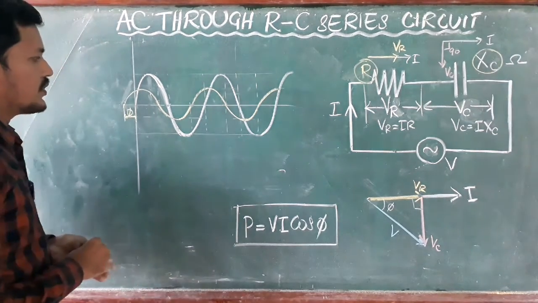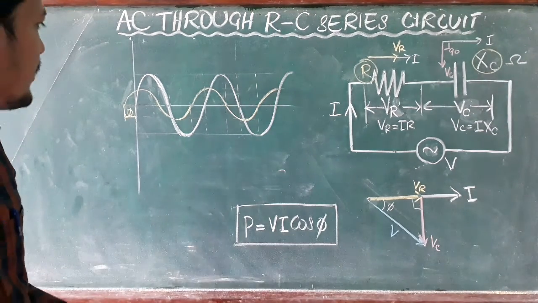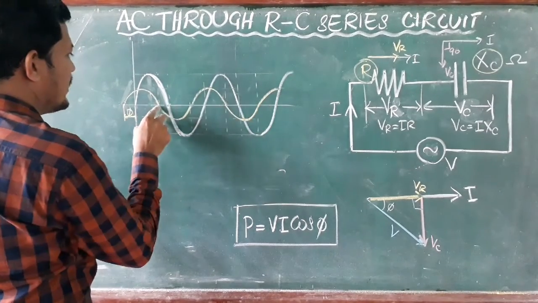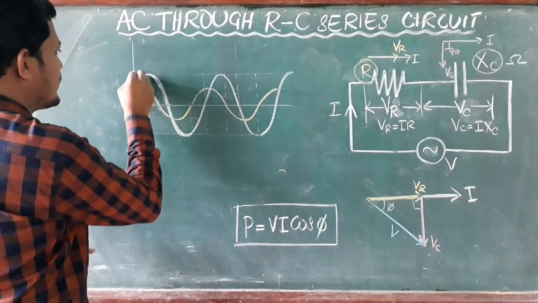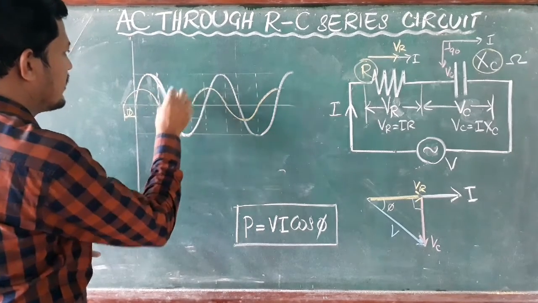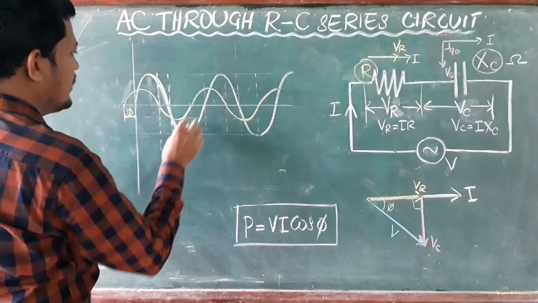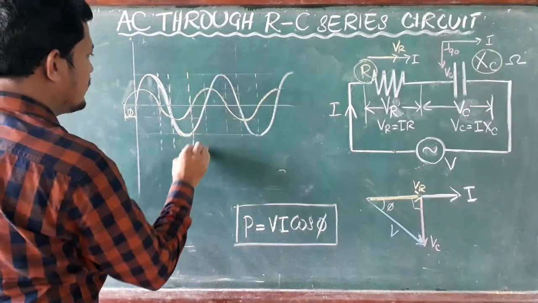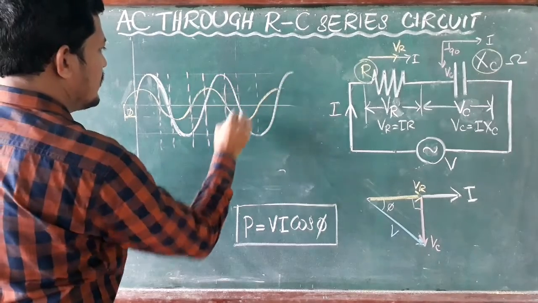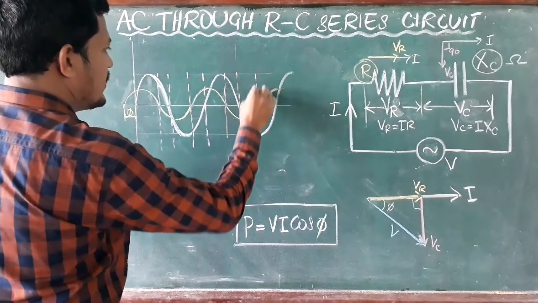Now I am going to draw the power waveform. First I am drawing the intervals. Here the current is 0, here the voltage is 0. First interval, second interval, third interval; here the voltage becomes 0, here the current becomes 0, voltage 0, current 0, voltage 0. So I have drawn the intervals here.